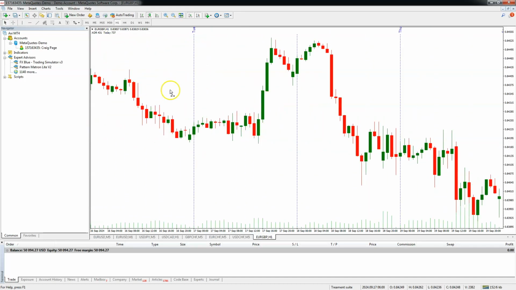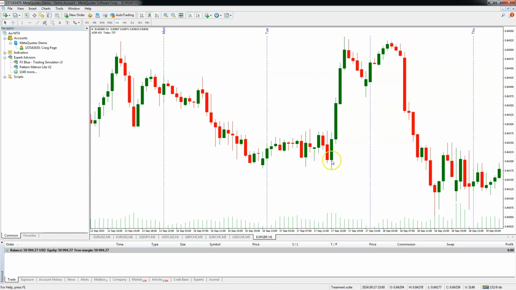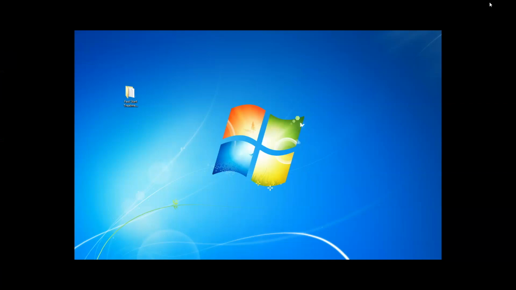It continues. Bear in mind, all you need to do is put the Pattern Matron software on and leave it, go about your business. It will automatically run as long as the computer is left on, and all you need to do is minimize the platform. You don't need to have it live on your screen. You can just minimize it and it will be running in the background.